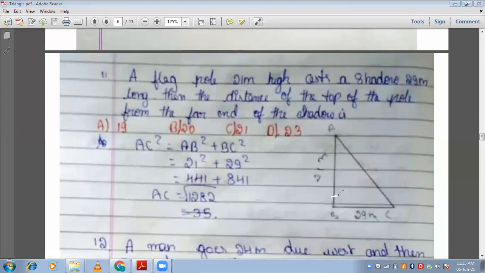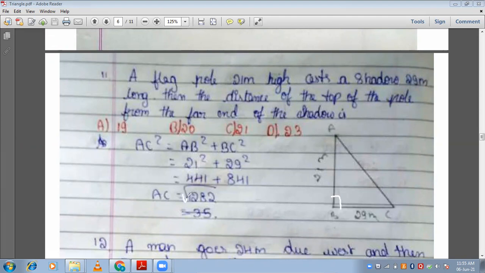So apply Pythagoras theorem. AC square is equal to AB square plus BC square. Now substitute the values. Height of the pole is 21 centimeter plus shadow length is 29 centimeter. So 21 square is 441 plus 29 square is 841. You will get AC square is equal to 1282.